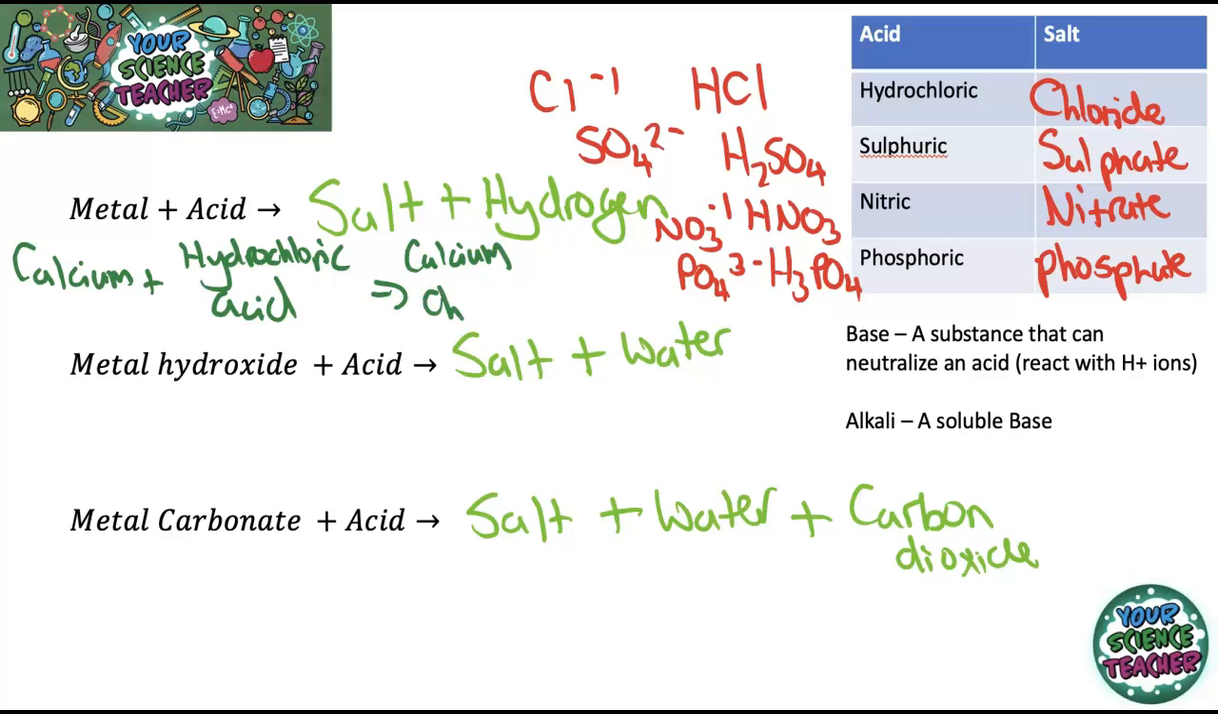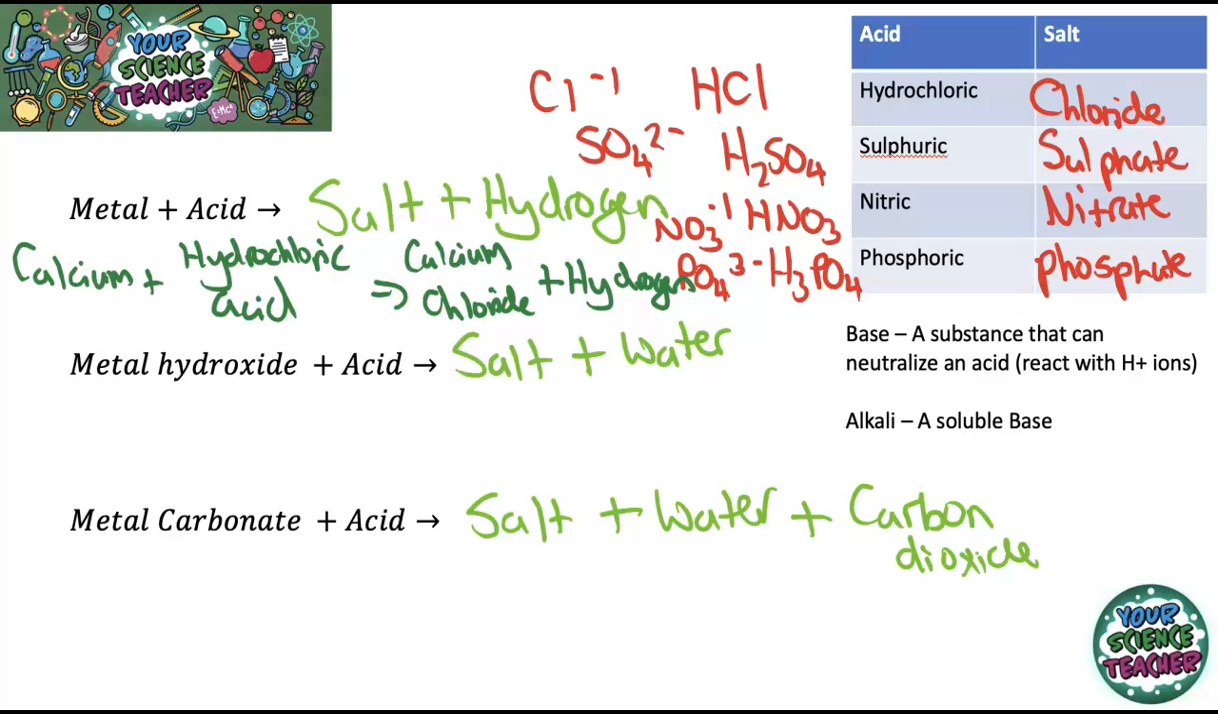Remember, if you're doing the balanced symbol equation, you'll need to know which ions you have in there. So CaCl2 would be my formula of the salt that was made. Moving on to the next one, if I have a metal hydroxide and an acid, this time I will switch up my metal and I'll switch up my acid as well.